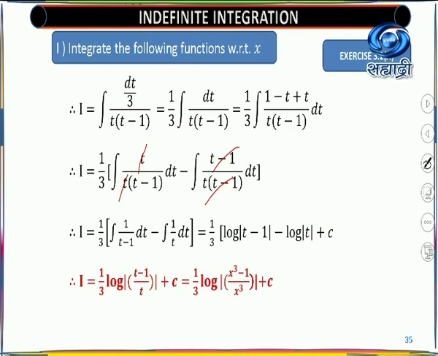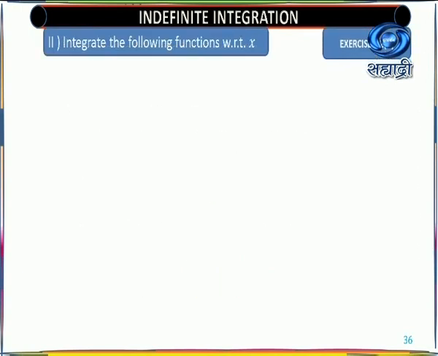So you will get 1/3 of log of t minus 1 upon t, because log m minus log n is log of m upon n. So you will get 1/3 log of t minus 1 upon t plus constant of integration. Resubstitute the value. You will get 1/3 log mod of x cube minus 1 upon x cube plus constant of integration. Okay, this way we are finished with this example.